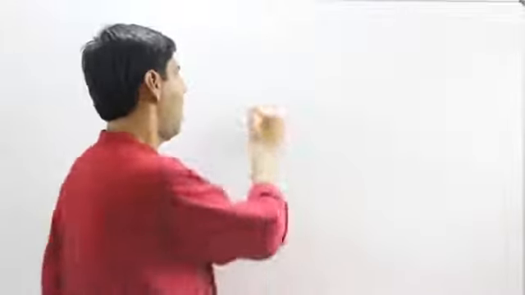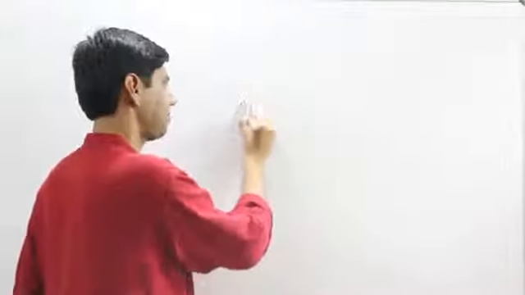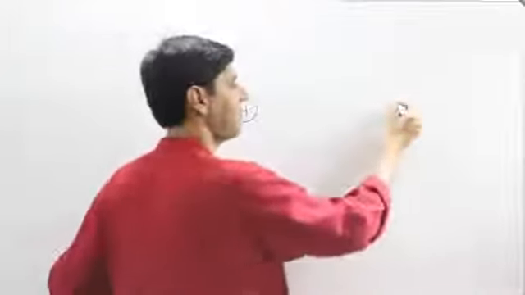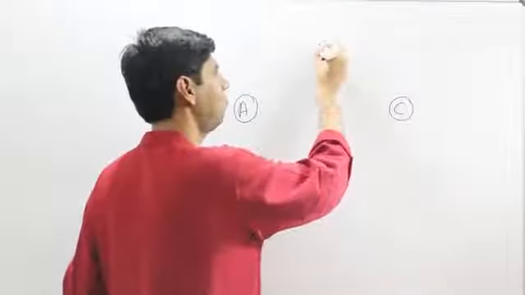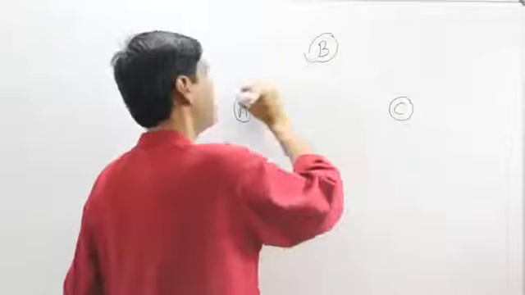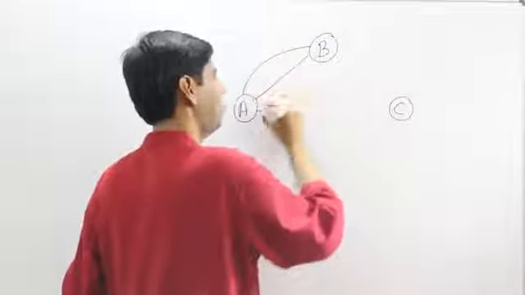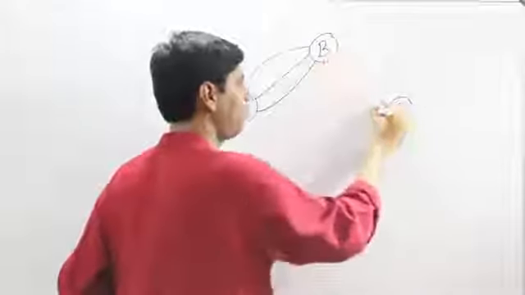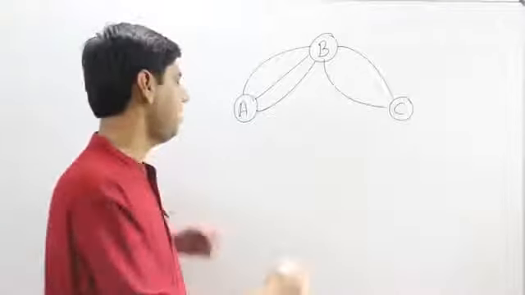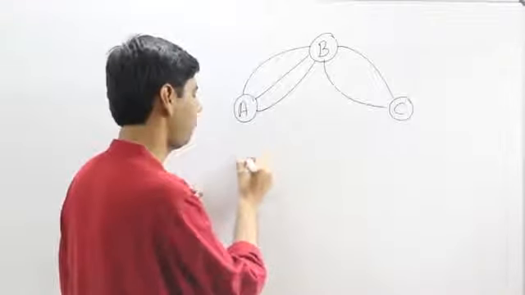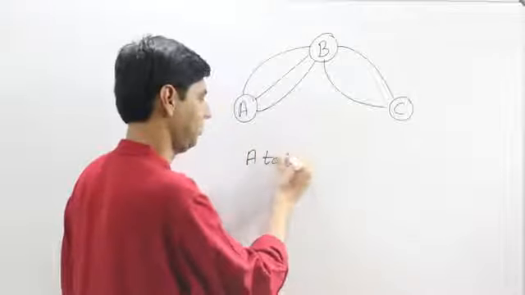A very classic example to understand this concept of or and and. I'm at a city A and I have to travel to city C. However, there's no direct route and the only route is through B. There are 3 different routes from A to B and there are 2 routes from B to C. In how many ways can I go from A to C?